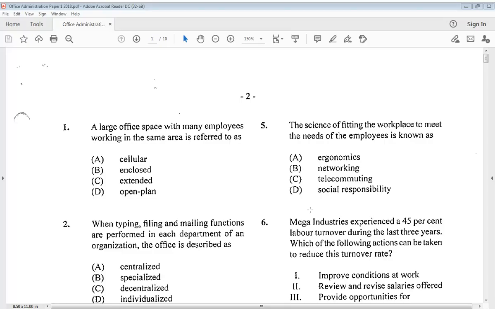Today, I will be doing the CSEC Office Administration May June 2018 Paper 1.